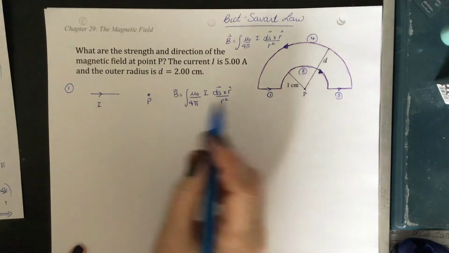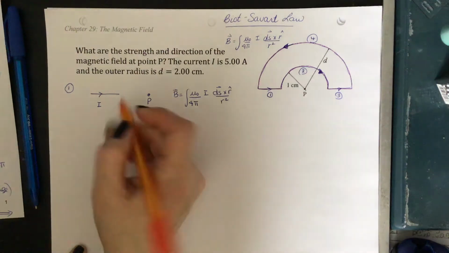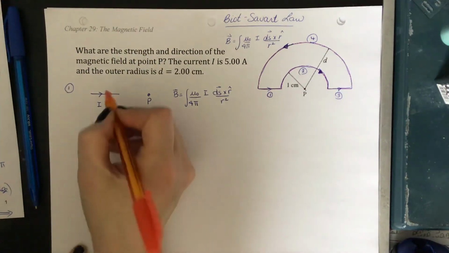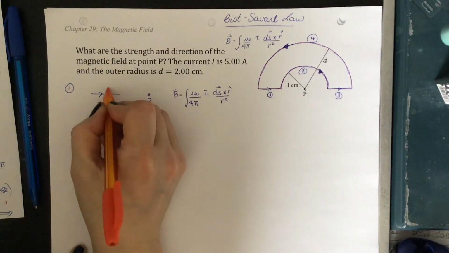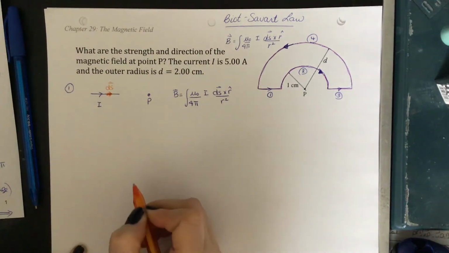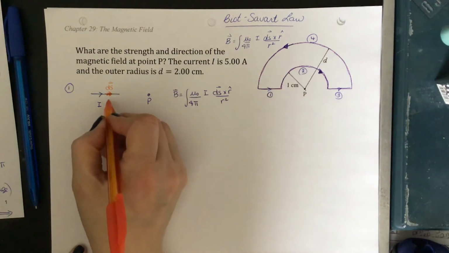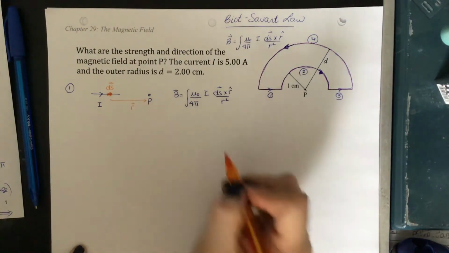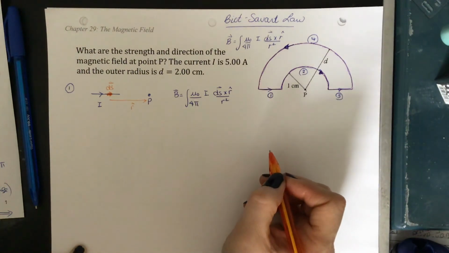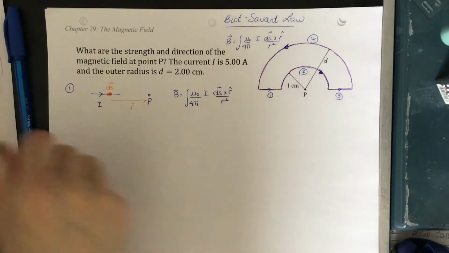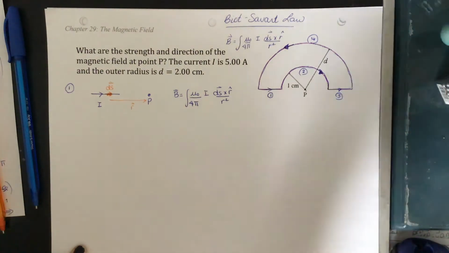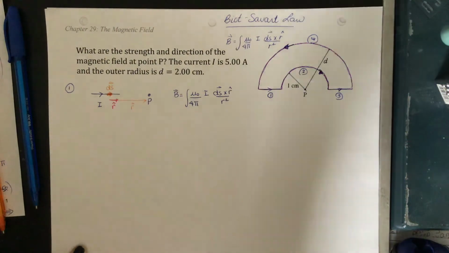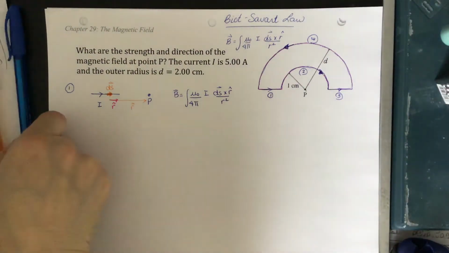Let's draw ds. So we just pick a little bit along the path. It's parallel to the current. So there's ds. And r is a vector which goes from ds to our point P. So there's vector r. R hat is a unit vector which represents the direction of vector r. So that's a little bit in the r direction. Let's draw that guy. There's r hat. Okay, now we know where everything is. Let's use our Biot-Savart law.